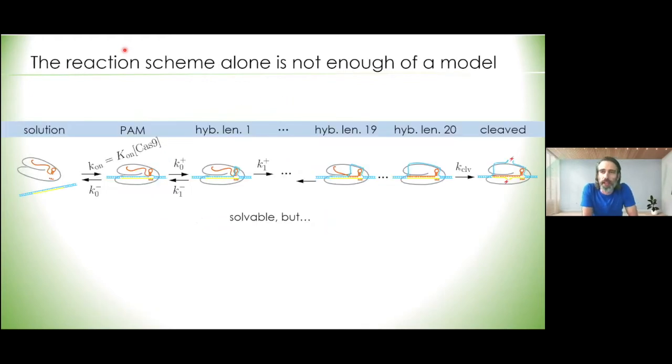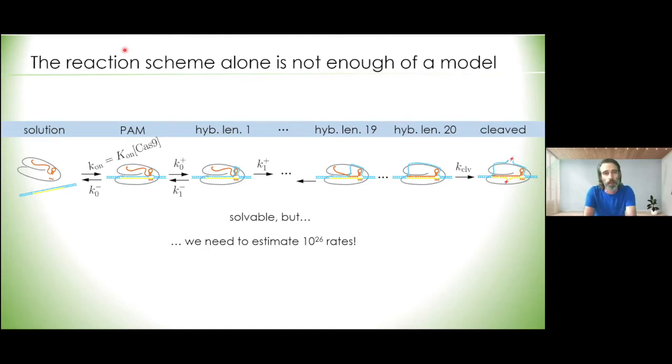Right, so the model we have is simply this, right? You have an unbound state, and then you bind the PAM, and then you have a lot of other hybrid length states in between, and then you have a final cleaved state. The good news is that this is a solvable system, so we can calculate all the physical quantities we want out of this. The bad news is that to fully determine this, over all possible guide and target combinations, you would need something like 10 to the 26 rates. And it's obviously quite useless if you try to compare it to data.